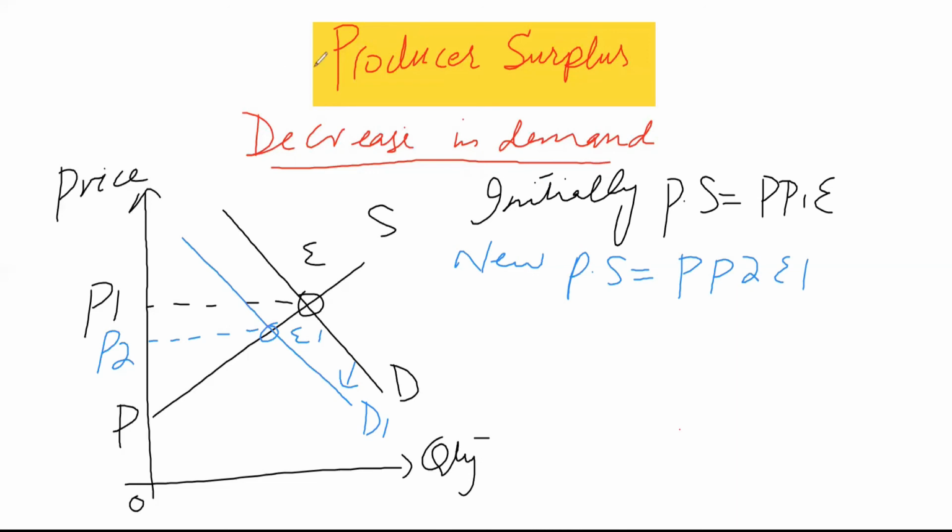So the decrease in producer surplus is equal to the shaded area, and that is P1, P2, E1 and E. So this is again decrease in producer surplus, and area is again in the form of trapezium.